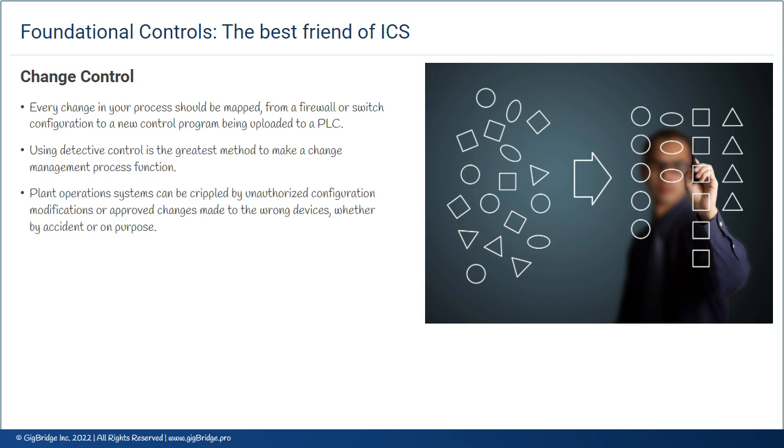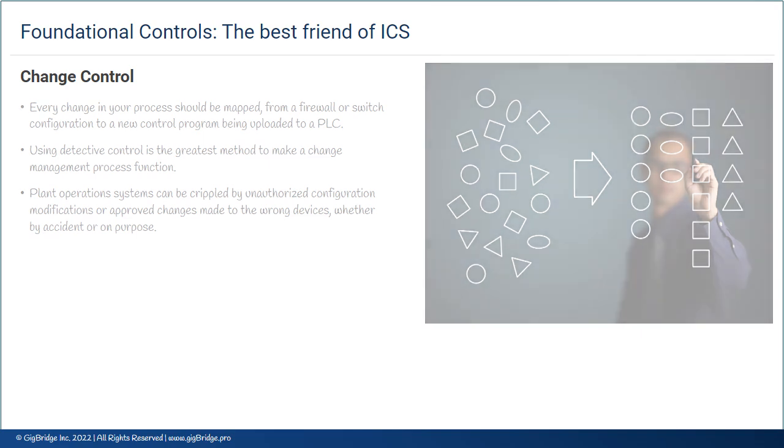Plant operations systems can be crippled by unauthorized configuration modifications or approved changes made to the wrong devices, whether by accident or on purpose. These scenarios result in unscheduled effort to fix outages, which can be costly in terms of production downtime and quality recalls.